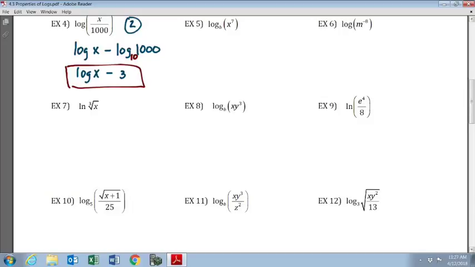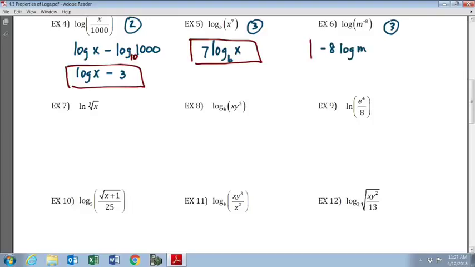All right, number 5. So notice here we're going to end up using our third property, the power rule, because we have a power of x. The log base b of x to the 7th power. So we can move that 7 out front, and that's all we have to do here. And the same thing on number 6. We're going to use property 3. We can pull that 8 out front.